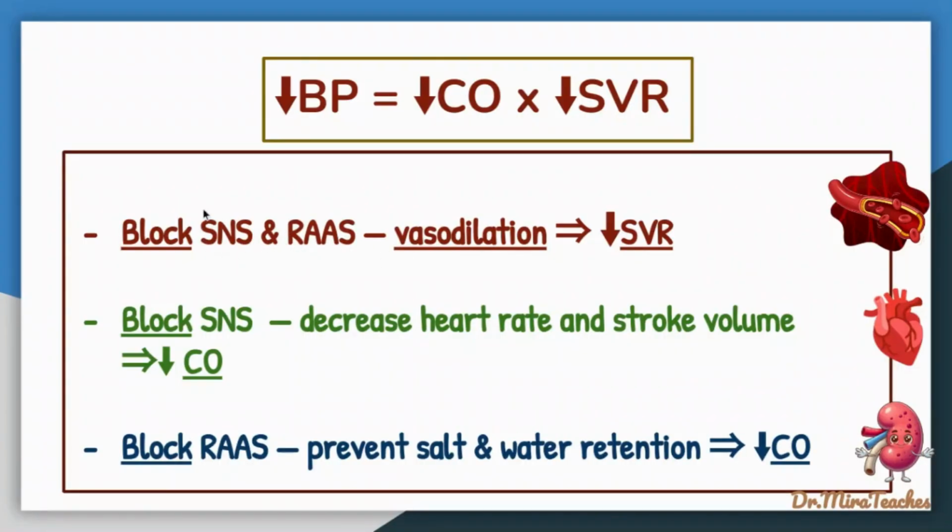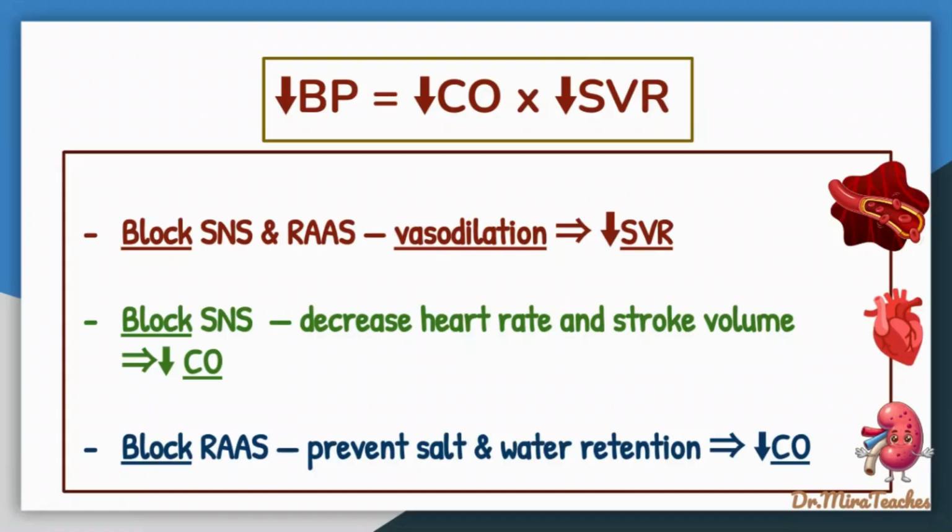When you block the sympathetic nervous system and the renin-angiotensin aldosterone system, you can decrease systemic vascular resistance. So instead of vasoconstriction, you achieve vasodilation. If you also want to decrease cardiac output by blocking the sympathetic nervous system, you will decrease heart rate and stroke volume. That's where you can decrease the cardiac output. Same for RAS. You prevent salt and water retention and thereby decrease cardiac output.